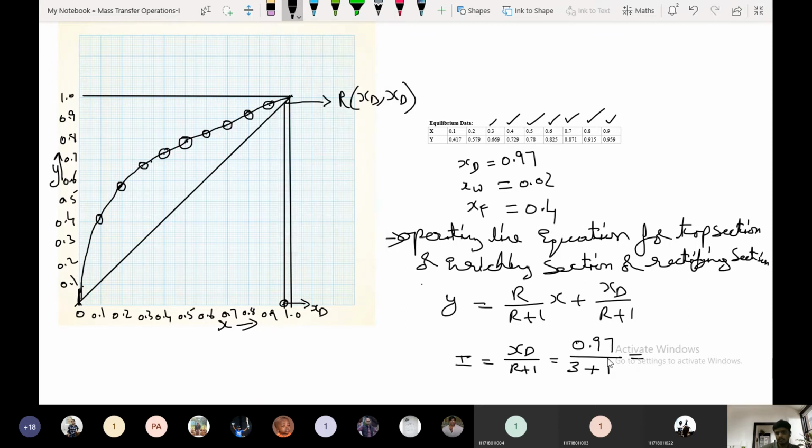How much is 0.97 divided by 4? 0.2425, sir. 0.2425. Okay, 24 we can take.